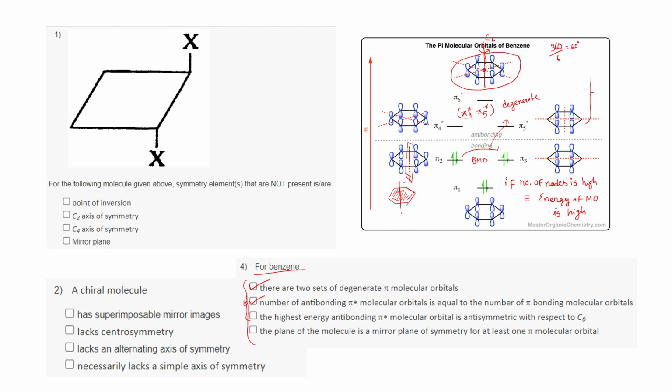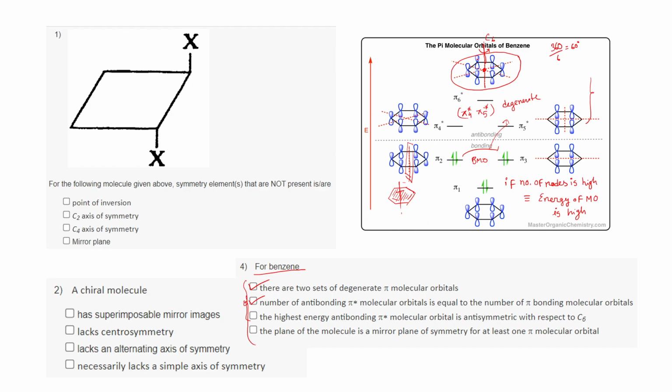So what do you think? If we rotate 60 degrees, will it be symmetric? I mean, will the symmetry be retained or not? It will be retained. Why do you think so?